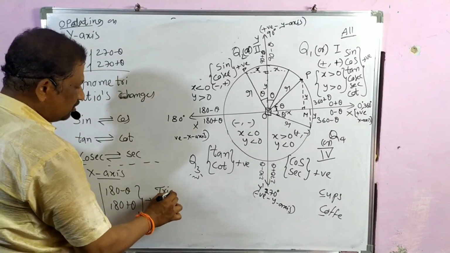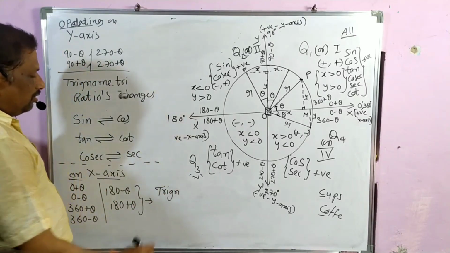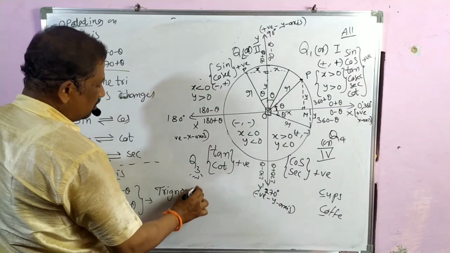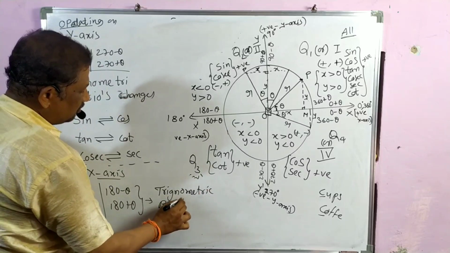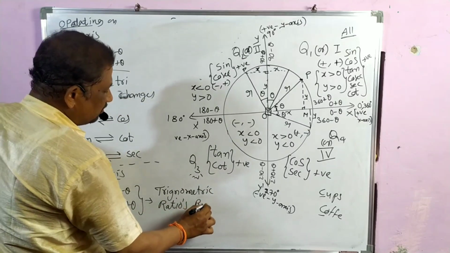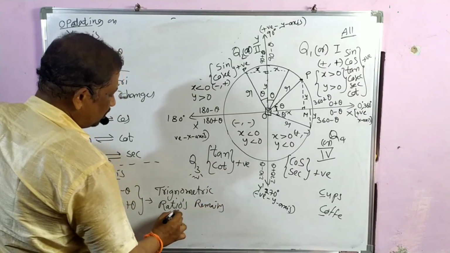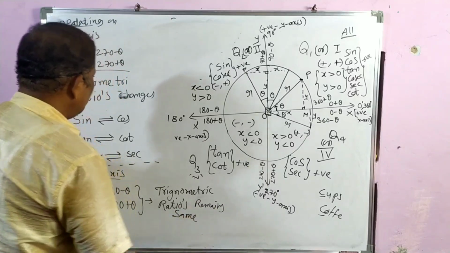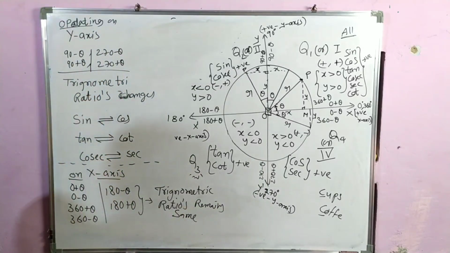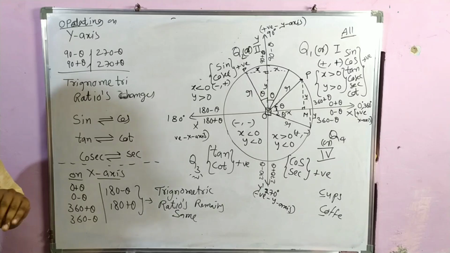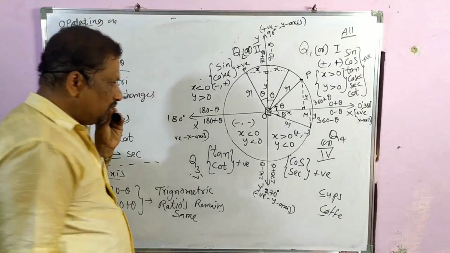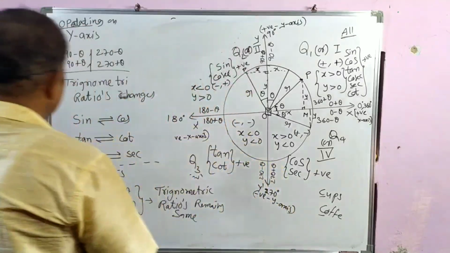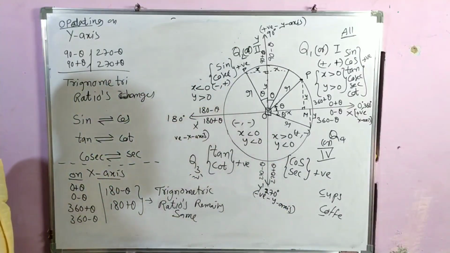Trigonometric ratios remain the same, no change. Here trigonometric ratio changes, here it does not change. Is it clear? Next, coming to the next topic. Note down this one.